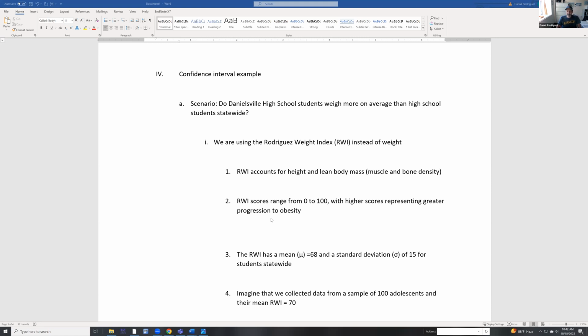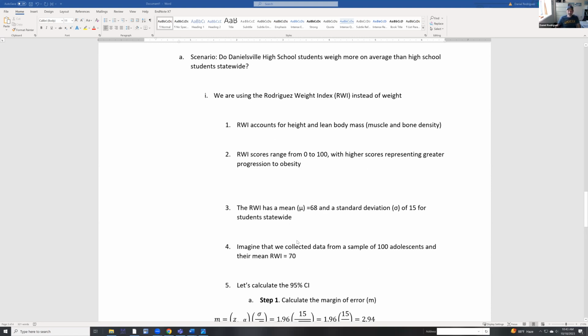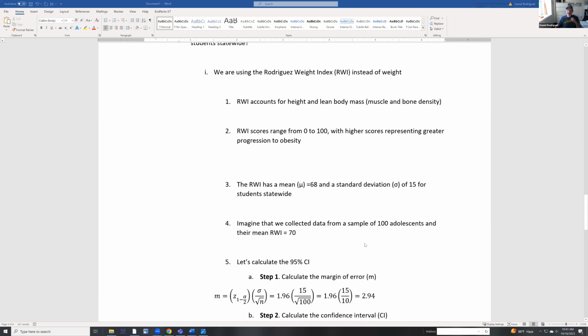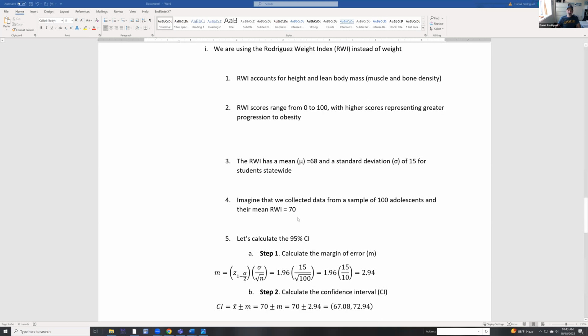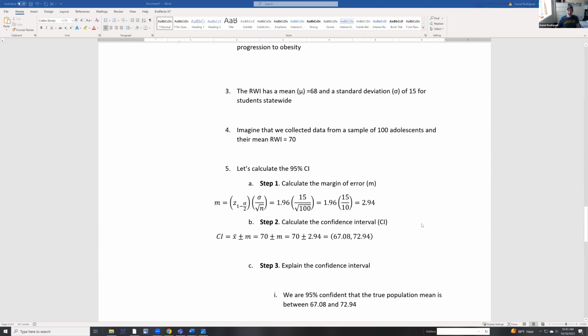The RWI has a mean of 68 and a standard deviation. Mean mu, because it's a population value, right? And a standard deviation sigma of 15 for students statewide. So that's our population, right? So that's why we use Greek letters. Imagine that we collected data from a sample of 100 adolescents and their mean RWI was 70. So let's calculate the 95% confidence interval. All right, let's do it.